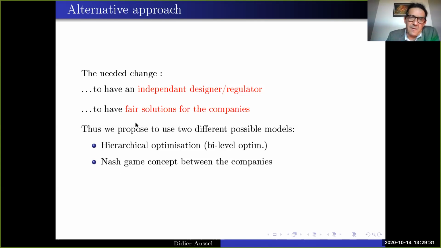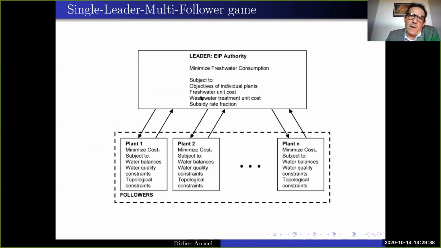So we went in this direction, and I will not describe the details, but you have two possibilities. Either you put the leader, the authority, the EIP authority, which means the designer, in the model at the top, at the upper level, and thus it is a single leader multi-follower, or you put him at the bottom, and then it is a multi-leader single follower. Pay attention to the well-posedness of your problem. So we actually tested both. I will simply say some words about single leader multi-follower because finally it has been the most effective, most pertinent concept. The single leader follower has been the most powerful one.